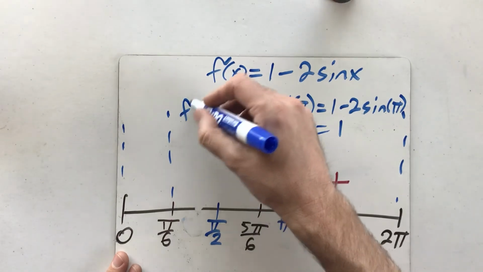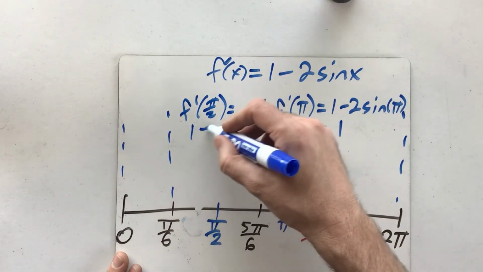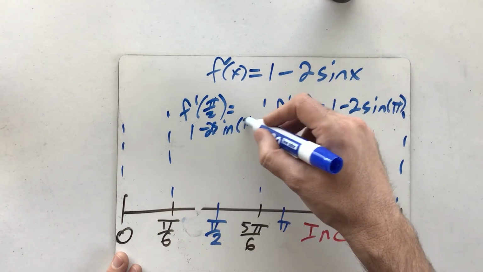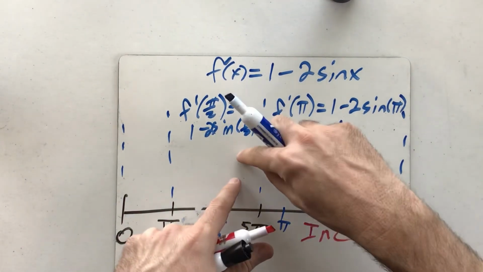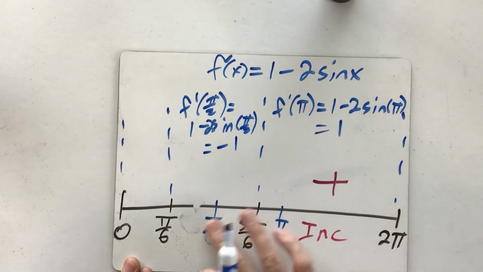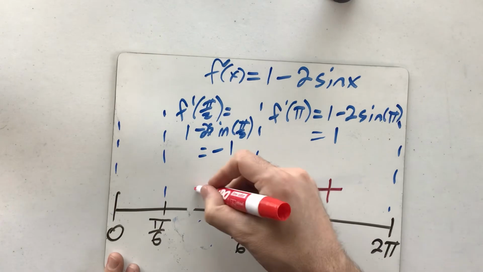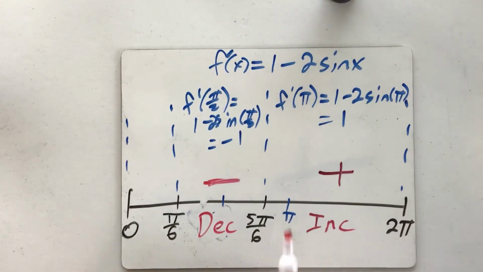And so f prime of pi over 2 is going to be 1 minus 2 sine of pi over 2. Sine of pi over 2 is 1 because it's the top of our circle, so this is negative 1. Okay, so that wasn't bad. Negative 1 means that this is negative in this section, and that means we're decreasing from pi over 6 to 5 pi over 6.